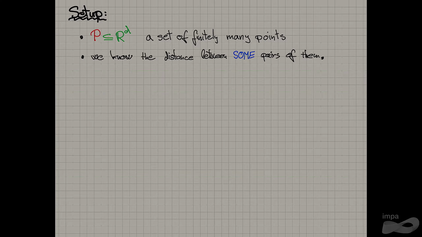So our setup is that we have a set of finitely many points in d-dimensional Euclidean space, and we know the distance between some pairs of them. So this is the information we have.